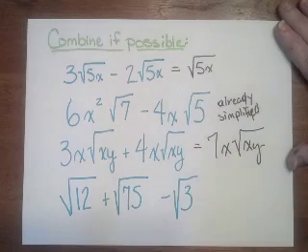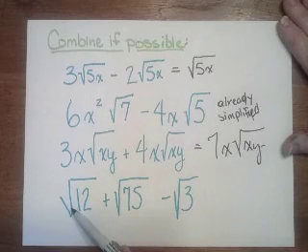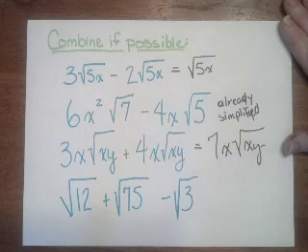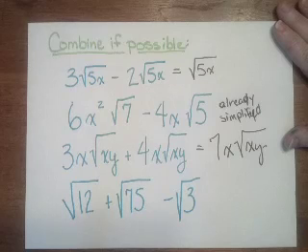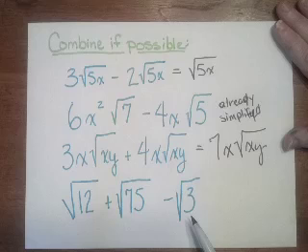All right, now let's look at the last one. The square root of 12 plus the square root of 75 minus the square root of 3. Well, I hope you can tell that these are not the same roots, so it doesn't look like it can be simplified.